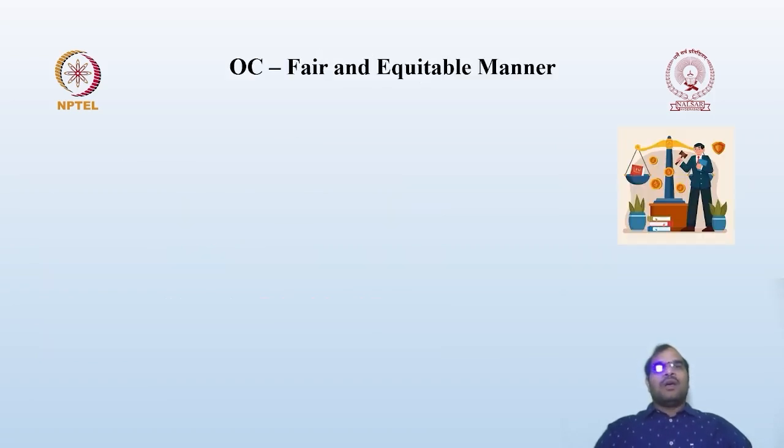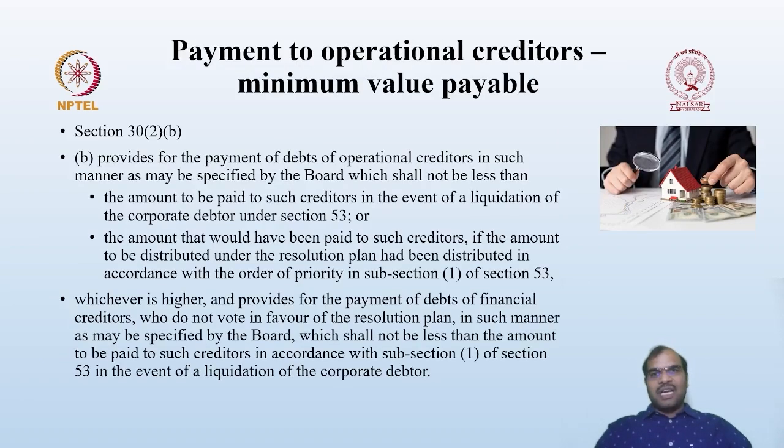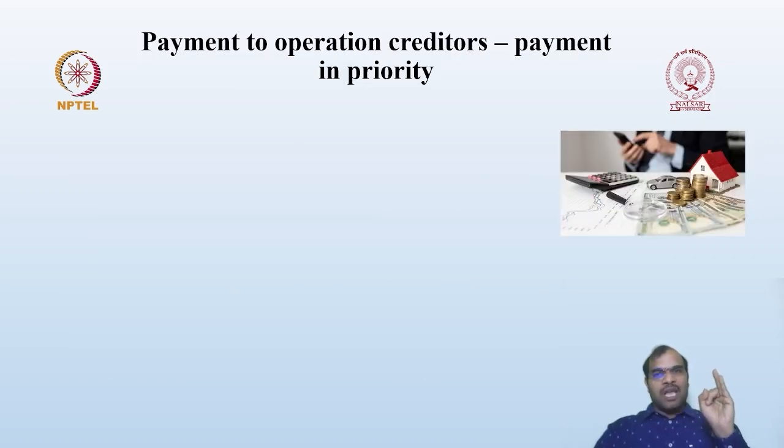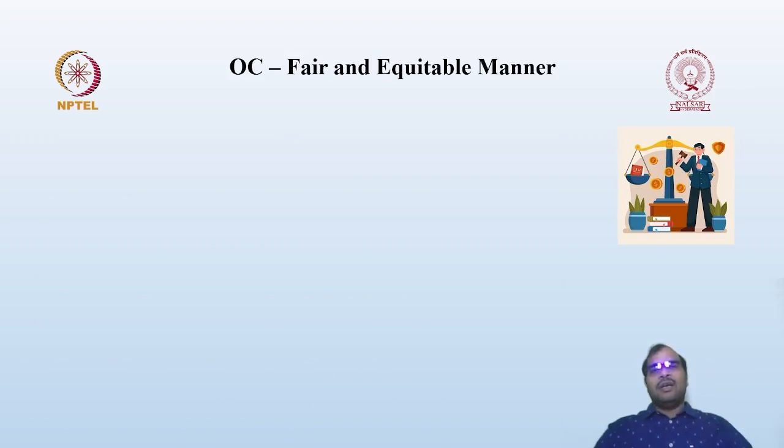Now, when you are making payment to the operational creditor, as we have already discussed in the previous slides, the payment must be in priority. There is one condition that you should pay the minimum value. So minimum value is one condition and the payment must be in priority. The third condition, if you look at the screen, is that the payment must be made in a fair and equitable manner, which is provided under Section 30 subsection 2 clause B.